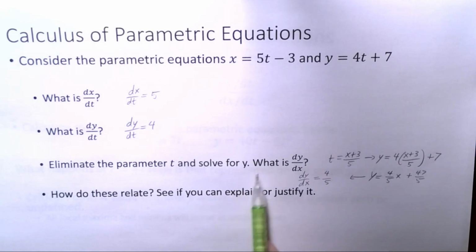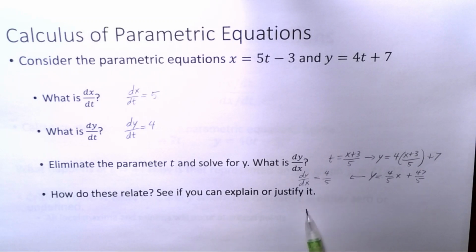Now the second part of this question asks us, what is dy/dx? Well, dy/dx would be the derivative of this equation right here. So the derivative of this equation would be 4/5, as the derivative of x is 1, and the derivative of a number is 0. So it's 4/5 times 1, which is just 4/5.